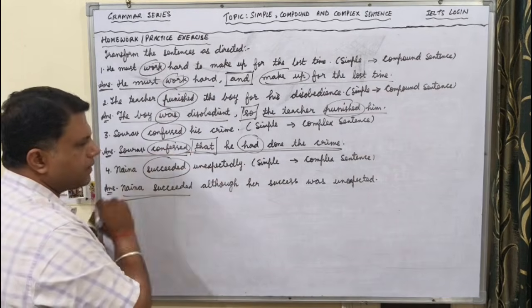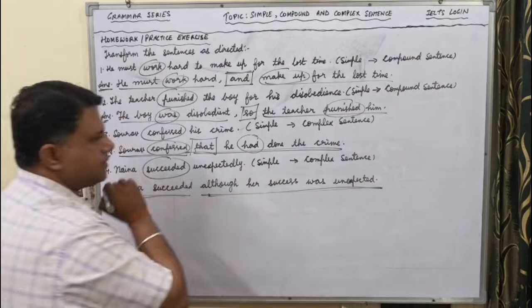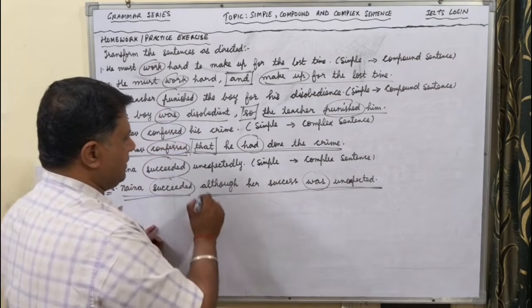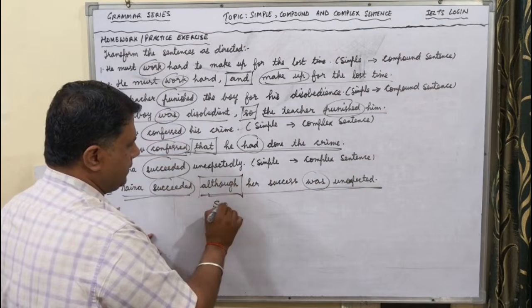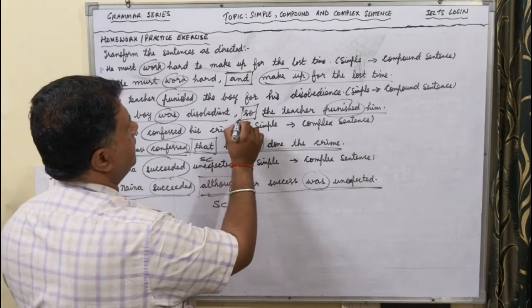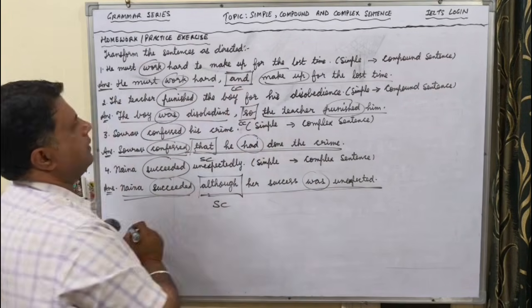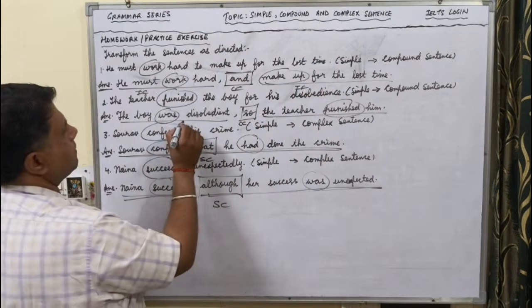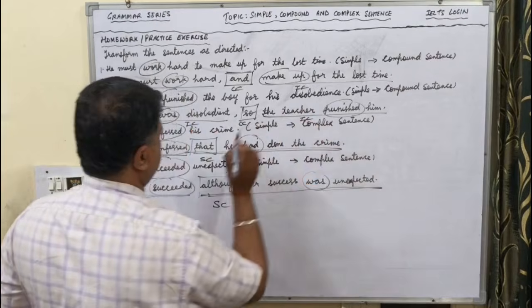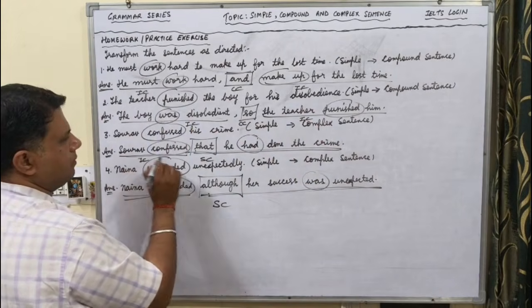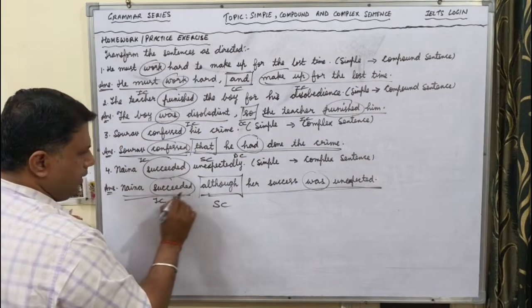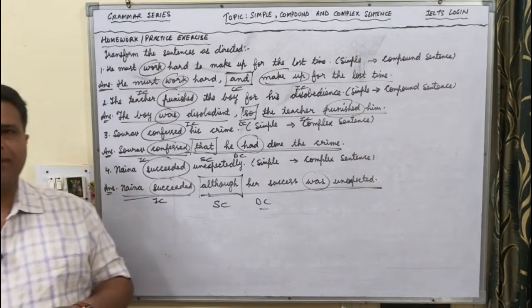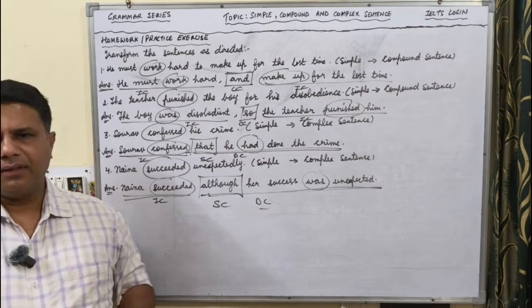Nana succeeded unexpectedly. Nana succeeded although her success was unexpected. Succeeded is tense element, and was is tense element, although is subordinating conjunction. This is coordinating conjunction. So these are independent clause, independent clause, independent clause, independent clause. This is independent clause and dependent clause, independent clause and dependent clause. So we have changed two simple to compound and two simple to complex sentences.